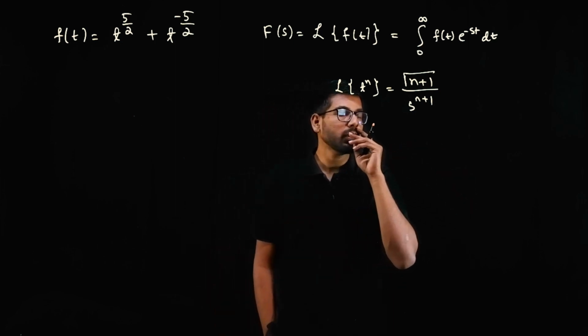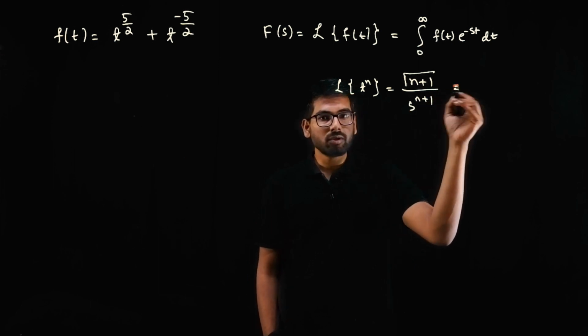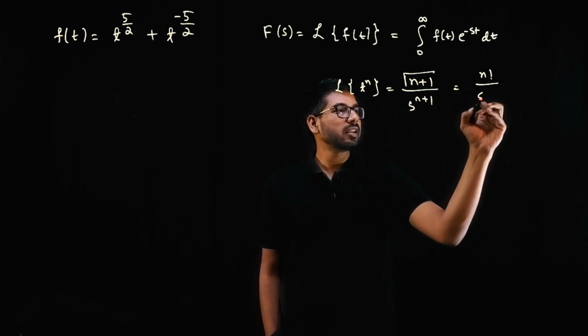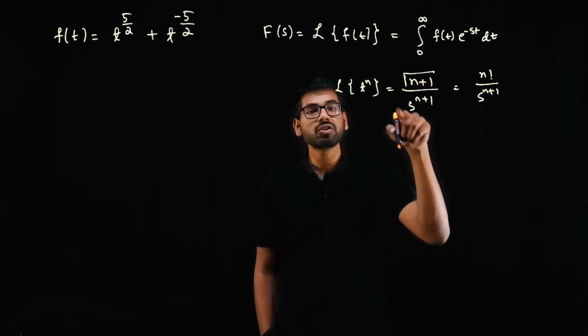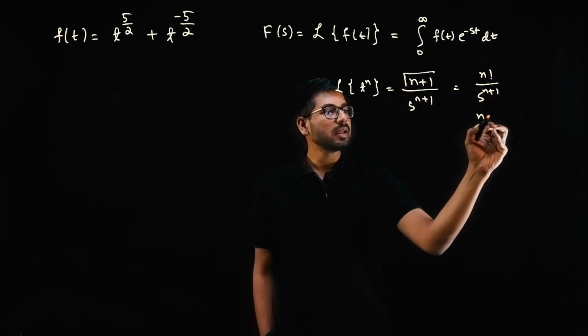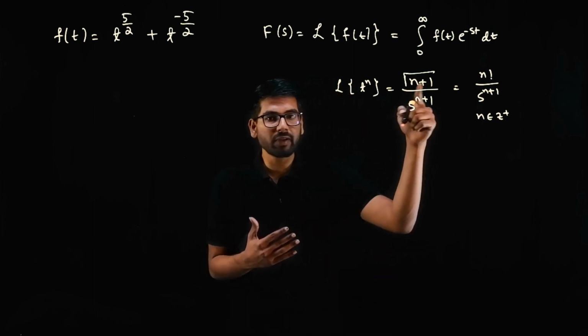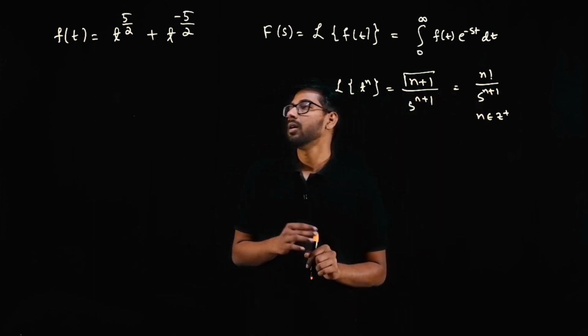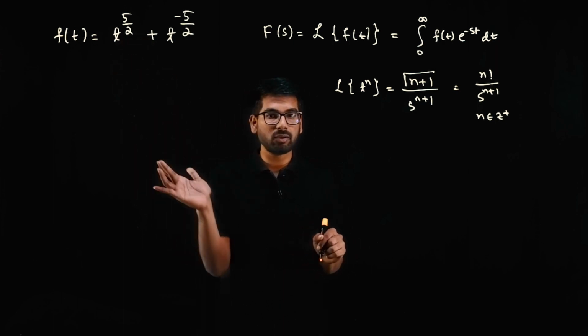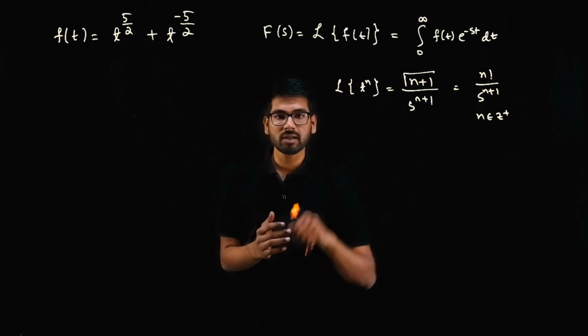This is actually more commonly known as n factorial by s power n plus 1. But this is a more general case. That form is the case when n is a positive integer. If n is 1, 2, 3, 4, something like that, then gamma of n plus 1 is actually n factorial. But in this case, n is 5 by 2. It's a fraction, so we need to use the more general case.